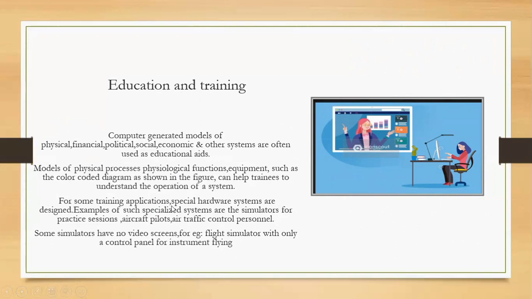For some training applications, special hardware systems are designed. Examples of such specialized systems are simulators for practice sessions for aircraft pilots, air traffic control personnel, etc. Some simulators have no video screens, for example, a flight simulator with only a control panel used for instrument flying.